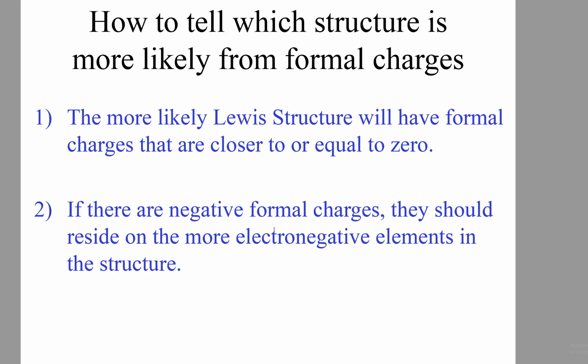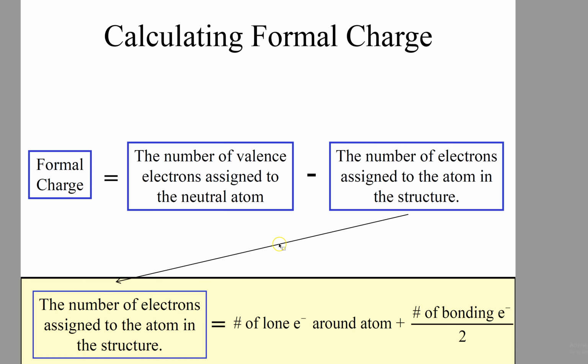So how do you tell which structure is more likely to form a formal charge? Most likely the overall Lewis dot structure is going to have a formal charge of 0. If there are any negative formal charges, we want to make sure that the more electronegative elements are inside that structure for that negative charge.